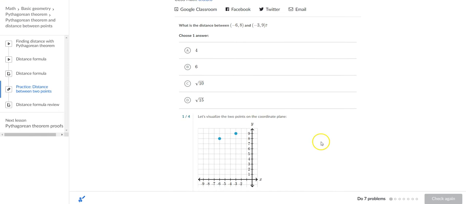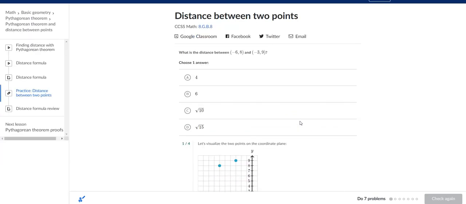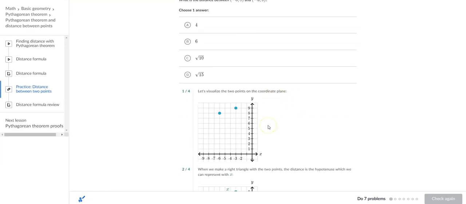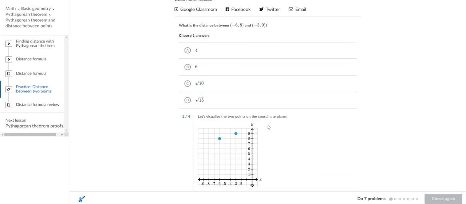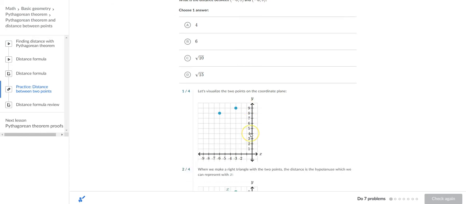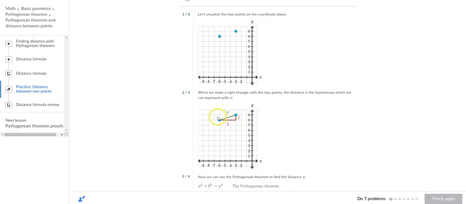So I did want to take a moment to actually go over the hints that they do give you. There's usually a hint button down here, and you can look at the hints that they have. It has you start with visualizing the 2 points on a coordinate plane, which is one strategy of going about it, using the Pythagorean Theorem.